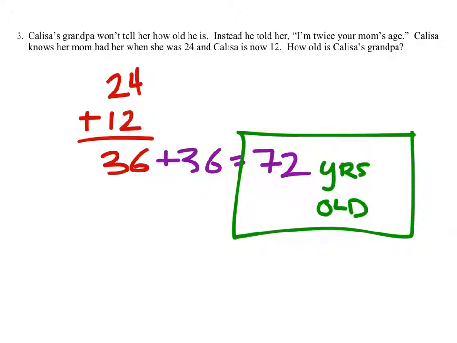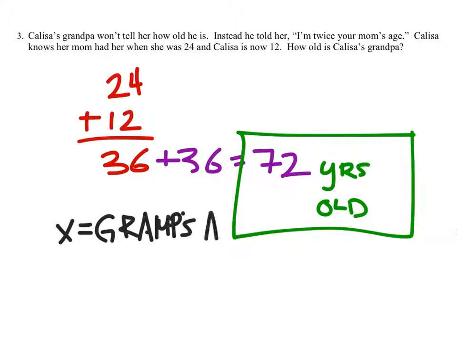Alright, let's look at this just a little bit different. Up in here, let's just look at the equation. We already know what the answer is. So we know x, that should be what we're solving for, and that's old Gramps' age. Gramps' age.